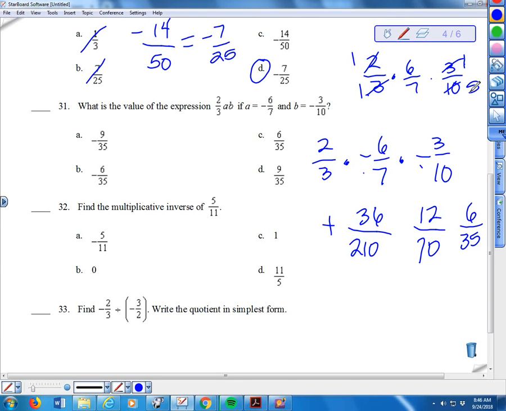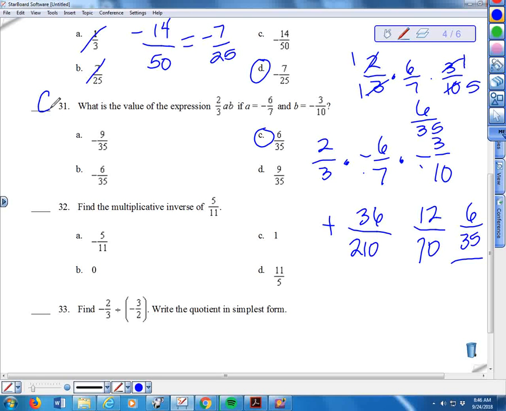So now when I multiply across, I get 6 over 35, which is what I got the first time. It's a lot faster because you're not having to reduce such big numbers. You can just cancel terms early, multiply across, and then you're done. 6 over 35 is the answer here.